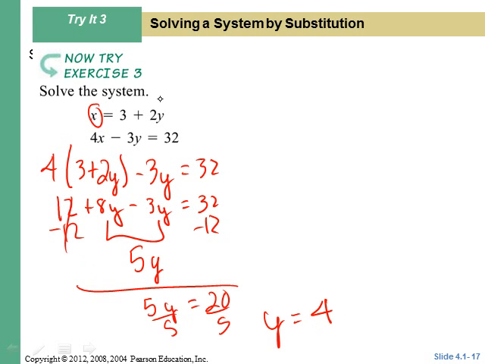Substitute that back into this first equation. 2 times 4 is 8 plus 3. So x will be 11 when y is 4.